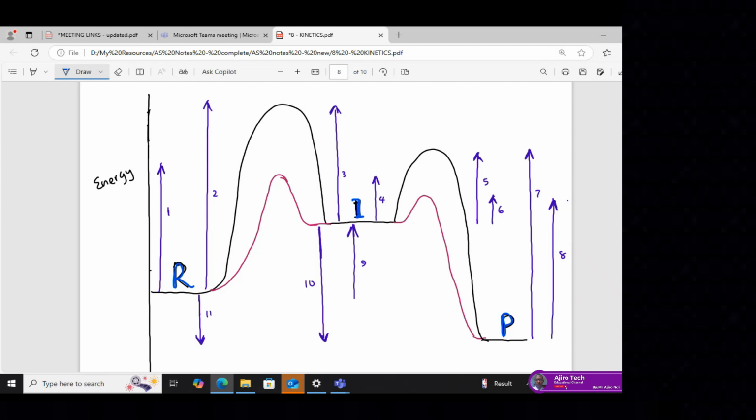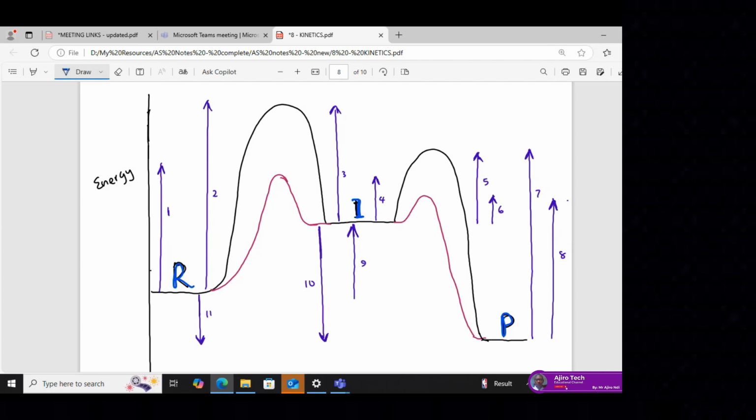Now, what's the enthalpy change for the whole reaction? 10? No, for the whole reaction, you see R and P. Ignore the intermediate. For the entire reaction, reactant to product, I mean it is 1. 11. Is that 11 or 1? Oh, it's 11. Yeah, it's 11. You're right. The enthalpy for the whole reaction is 11.